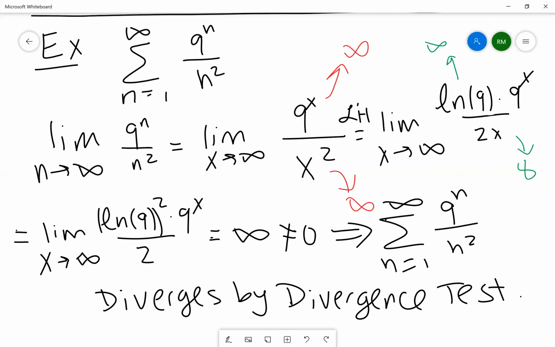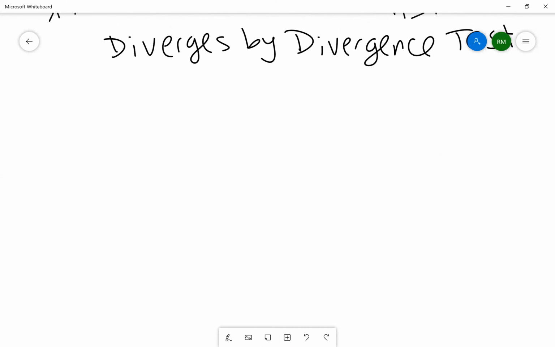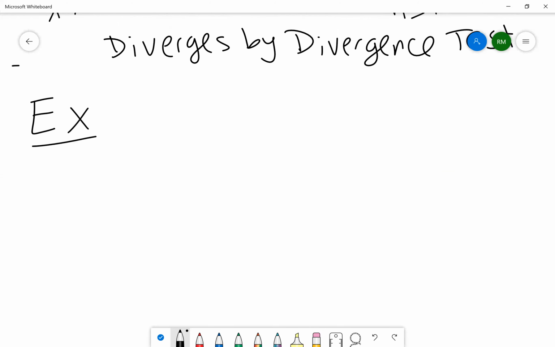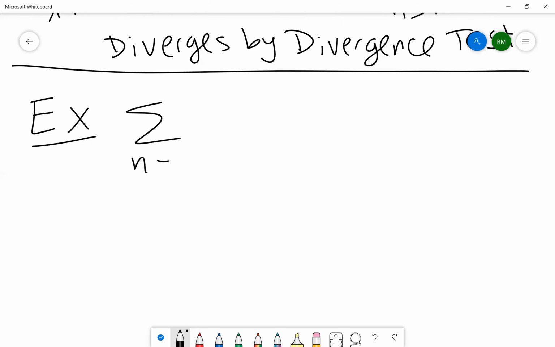Okay, excellent. However, not all series are so easy to show that they diverge or converge. So let's do another example. And this is the sum from n equals 1 to infinity of -1 to the n times 2 to the n over n factorial.